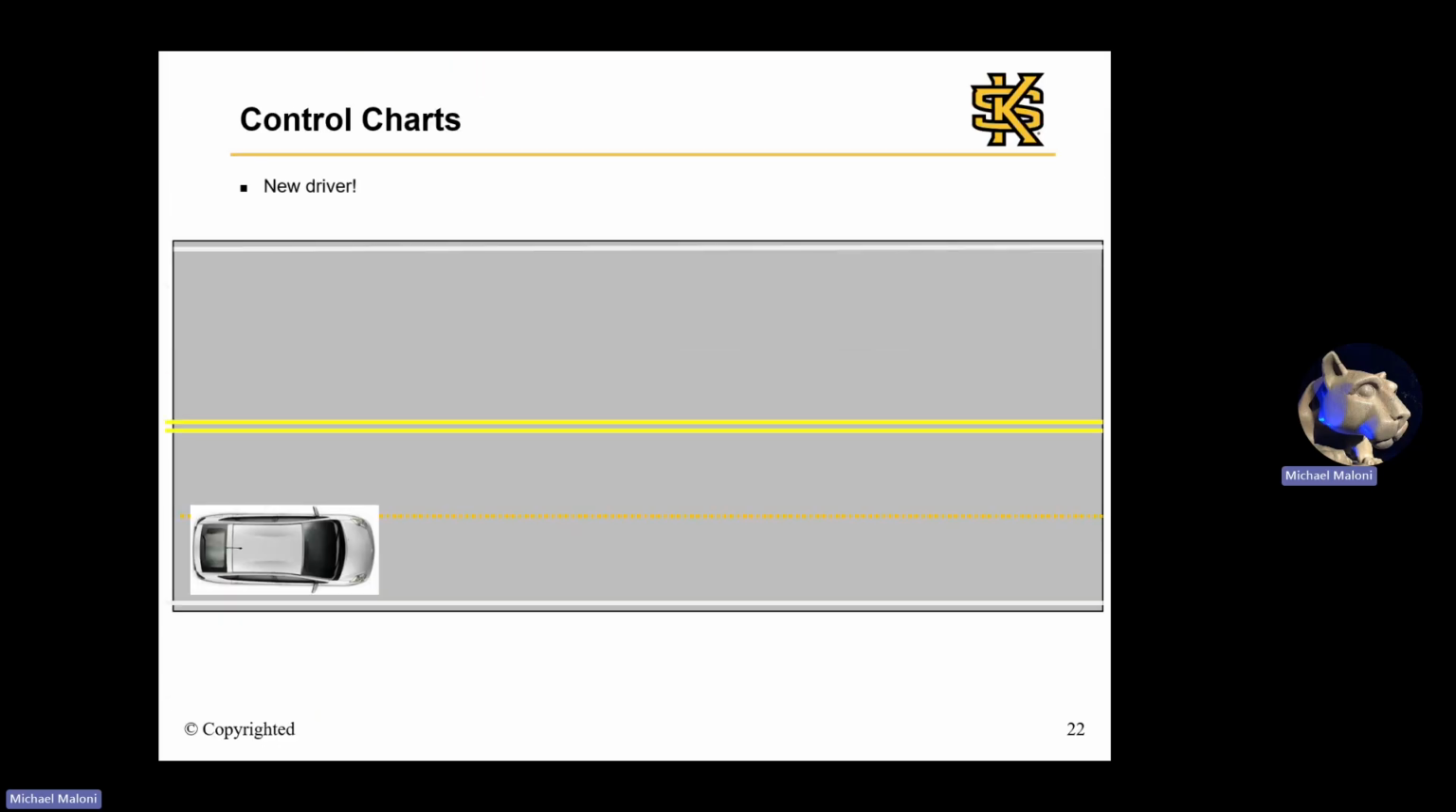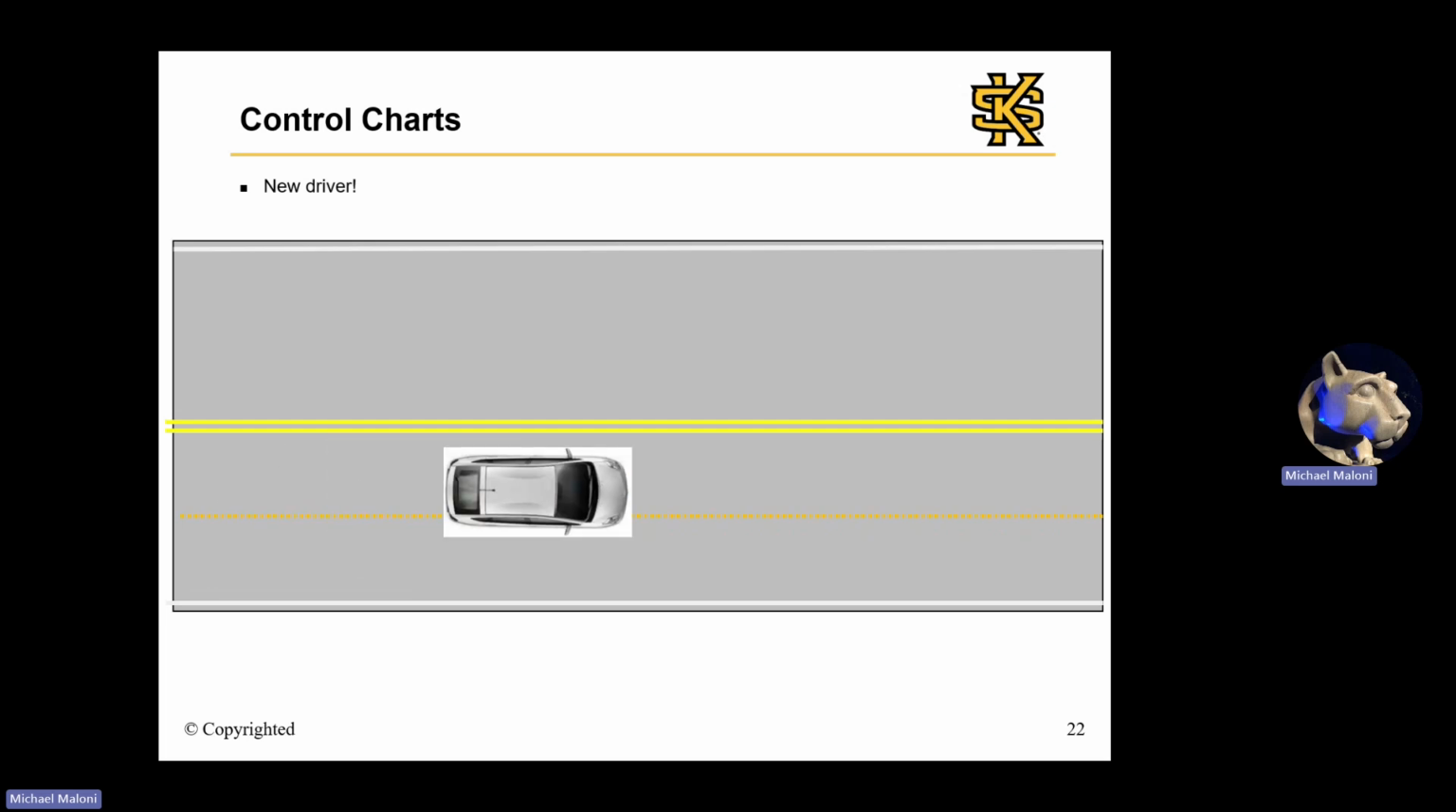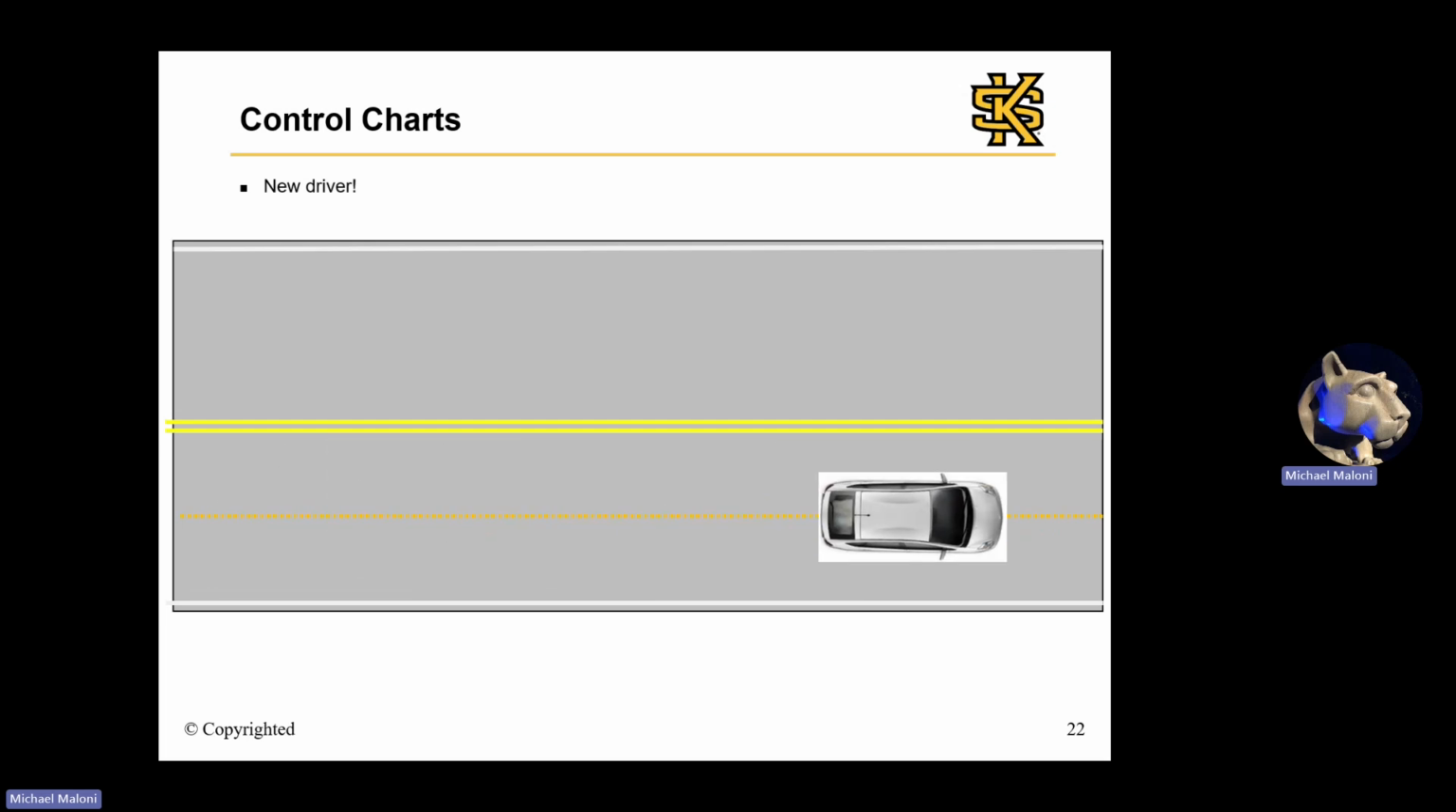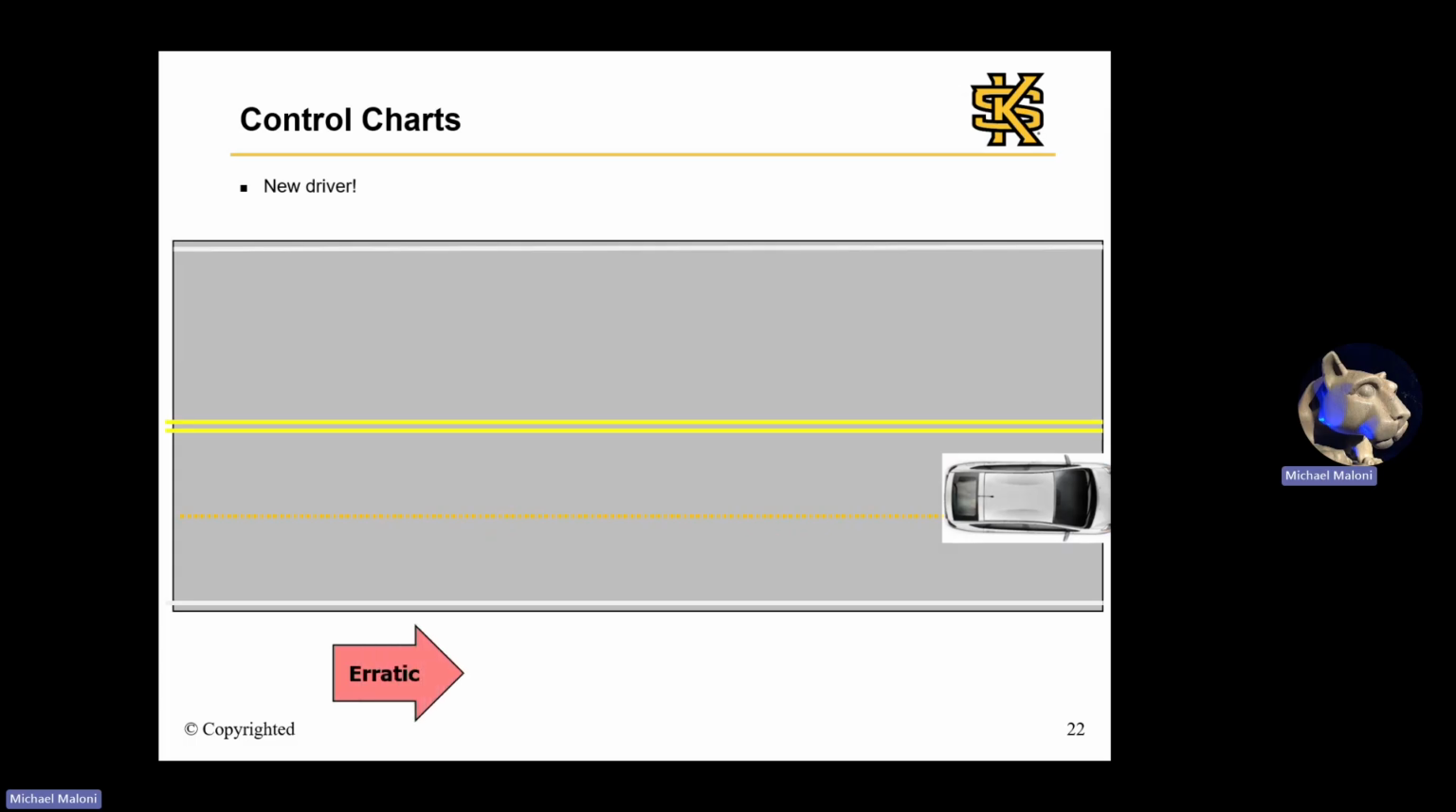One more. Suppose that our driver stays within control limits, but swerves from one side to the other over and over again. That definitely doesn't look good. That is not random. We'll call that erratic. And it's likely assignable variation that needs to be fixed.